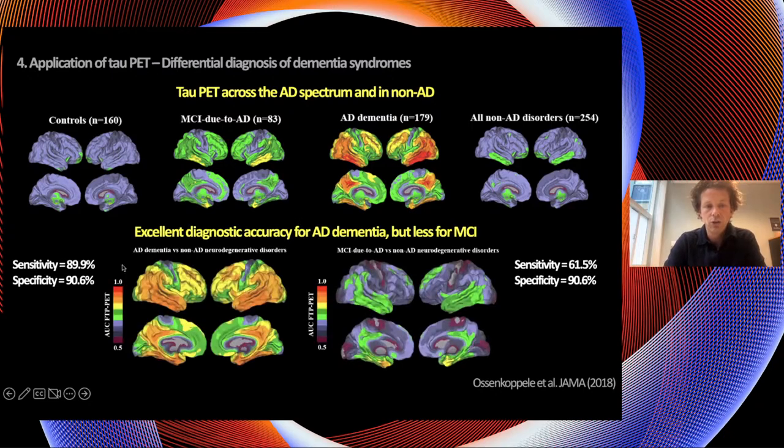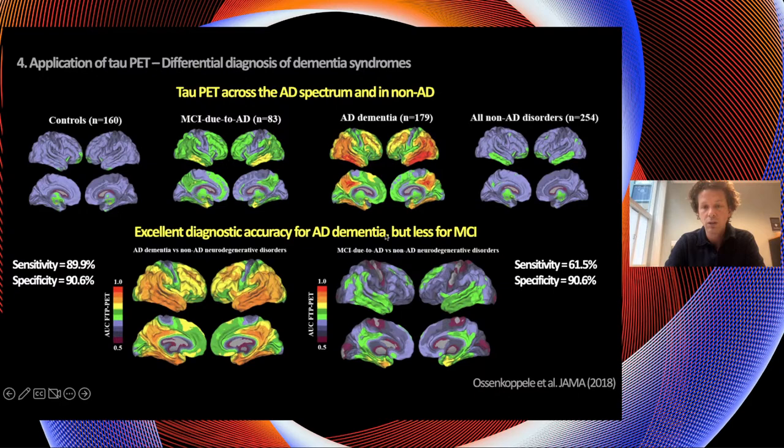And if you translate this into numbers, you can see that at the dementia stage, so AD dementia versus all these non-AD neurodegenerative disorders together, you get very high numbers, a sensitivity of about 90% and a specificity slightly above 90% as well. So this is really excellent diagnostic accuracy.